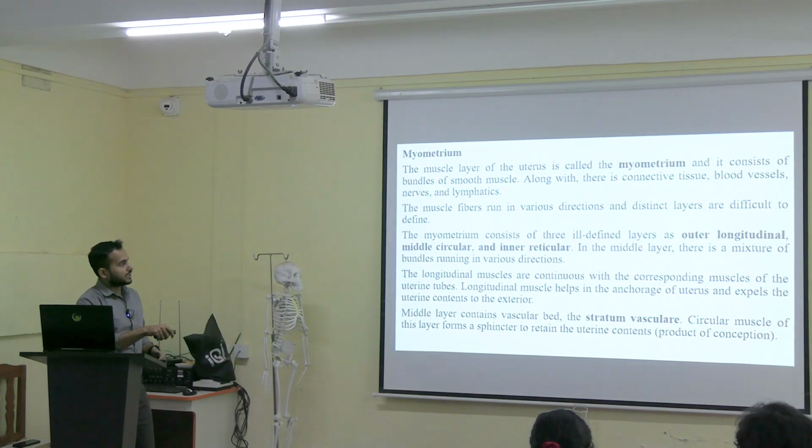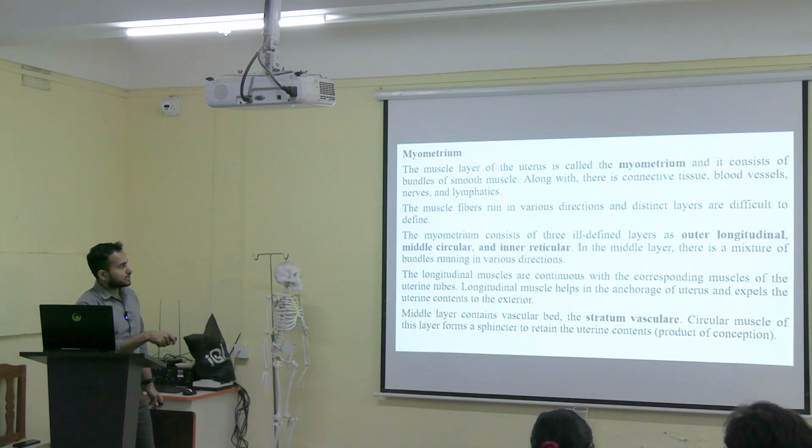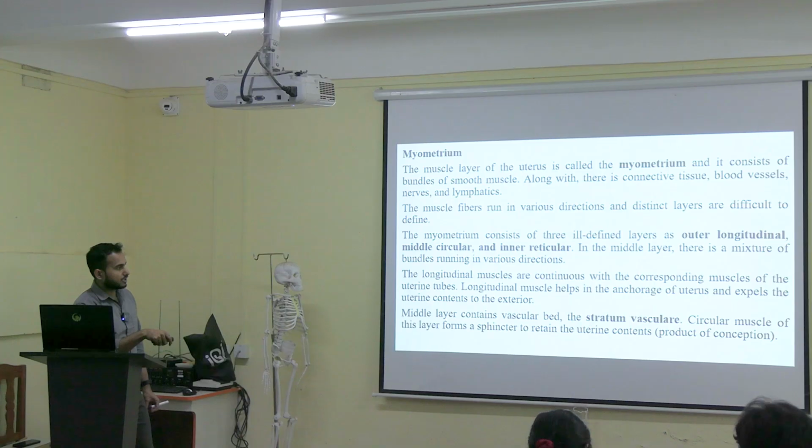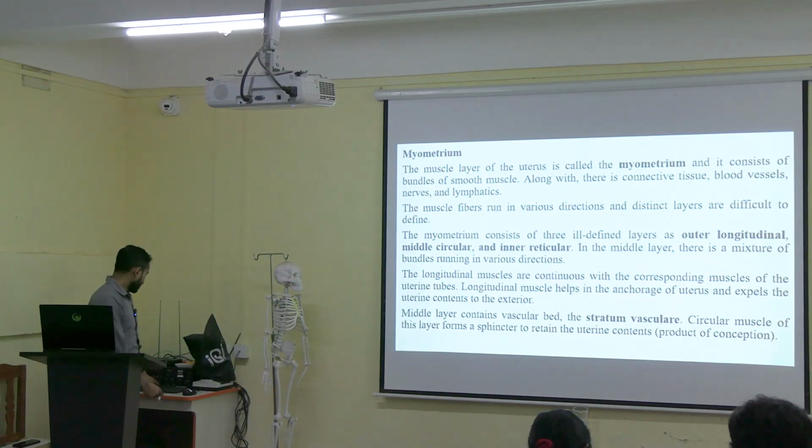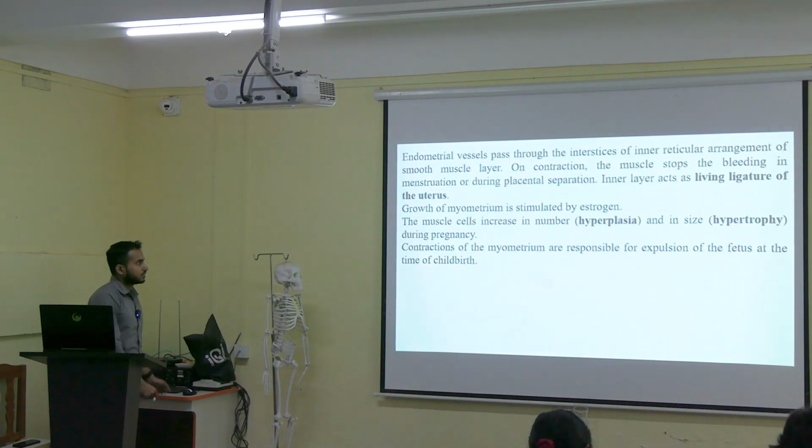So three layers are there: outer longitudinal, middle circular, and inner one is reticular, also called network like. Now in the middle layer there is a mixture of bundles running in various directions. The middle layer contains the vascular bed, also called stratum vasculare. Circular muscles of this layer form the sphincter to retain the uterine contents. So different layers, different functions.